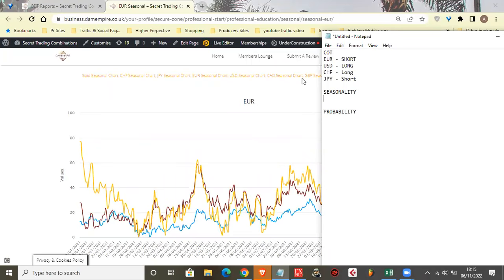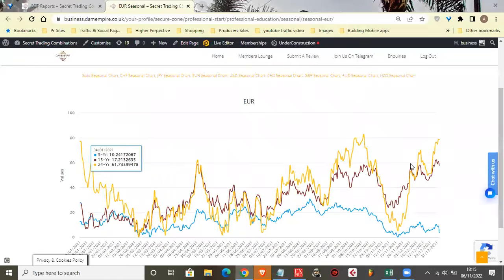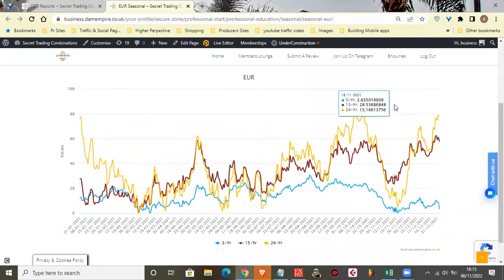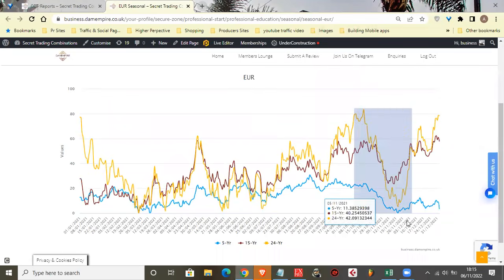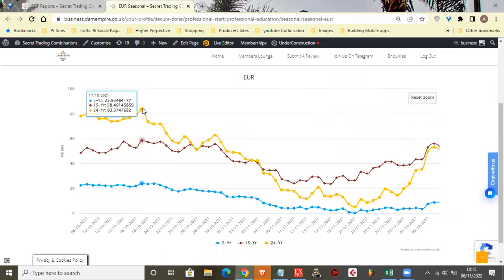The next piece of the puzzle, seasonality. So let's check the Euro seasonality, USD, CHF, and JPY. So Euro, we're currently on the 6th of November. Oh, right. Just by looking at Euro seasonality, we can see from the 29th of October, Euro is actually meant to drop.